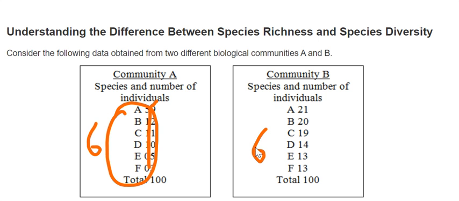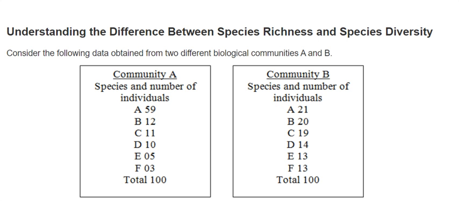I'll talk a little more about this later, but let's continue with this. Species A numerically dominates community A. You can see that over here, species A is really big as compared to the rest. But in community B, you can see all the species are evenly present. They're almost equal, they're evenly present in community B.